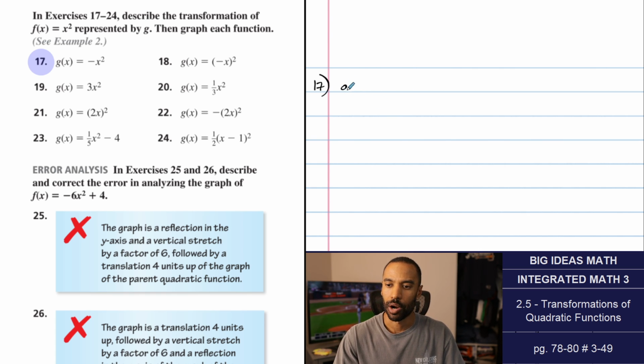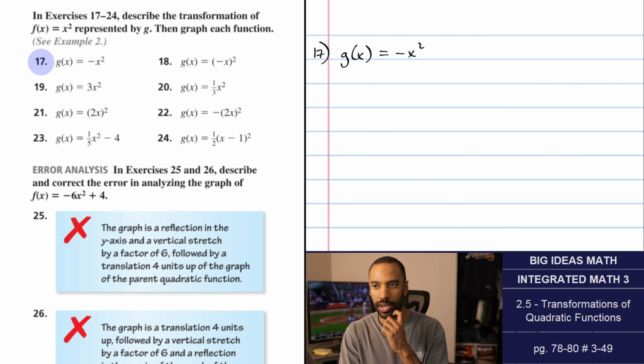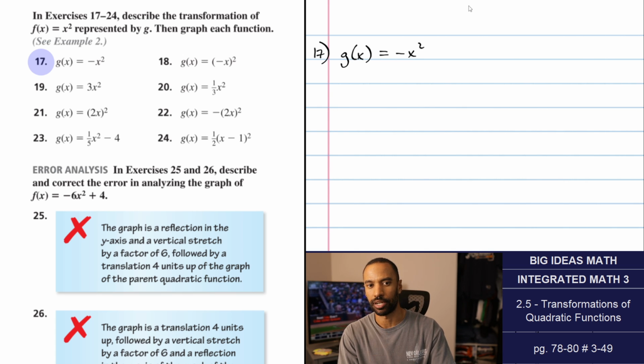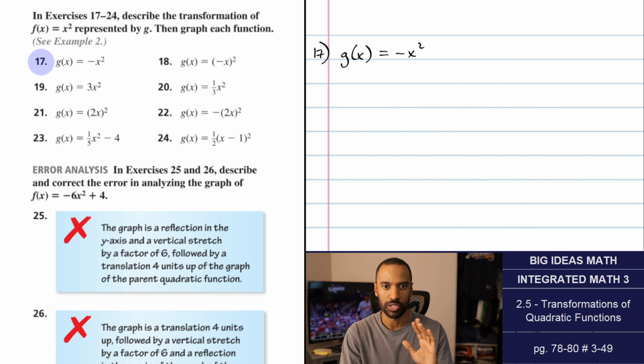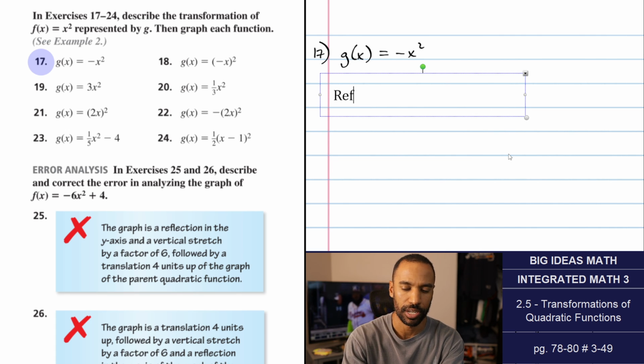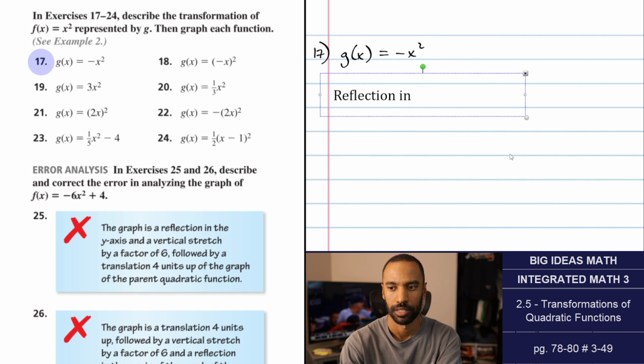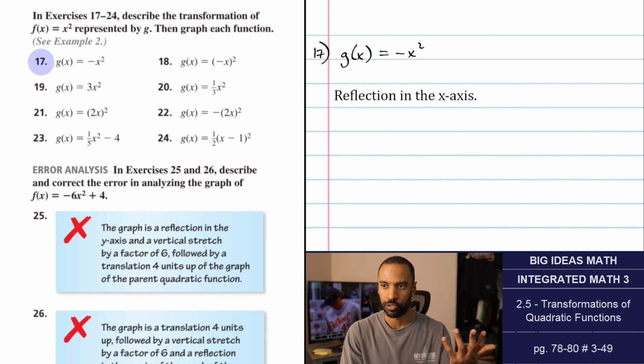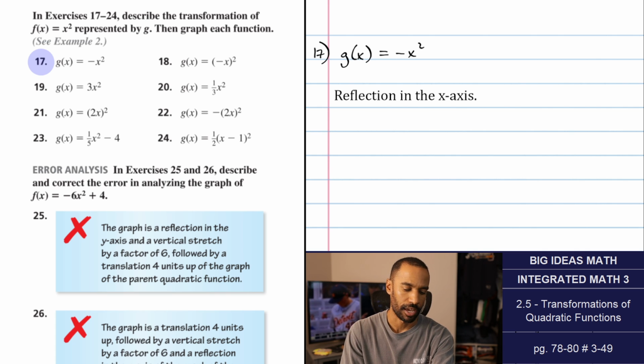All right, let's start with g of x equals negative x squared. Now with this one, this is technically outside the function. If it was inside, like number 18, you'd see it in parentheses in some sort of way. That would be that. This one's a reflection in the x-axis, which means you're flipping over the x-axis. The y values turn negative instead of what they were in the positive realm.